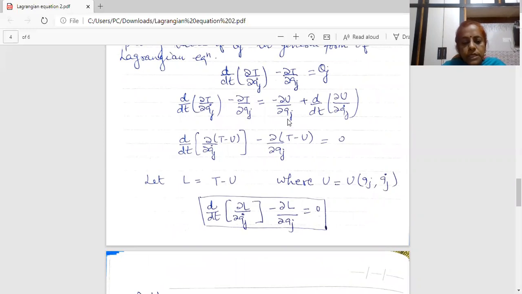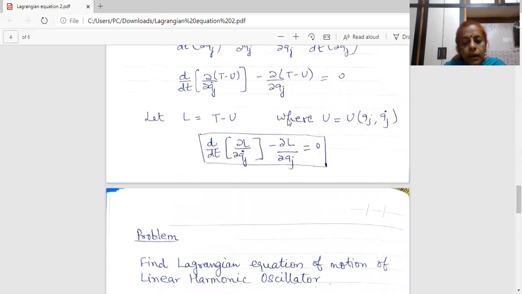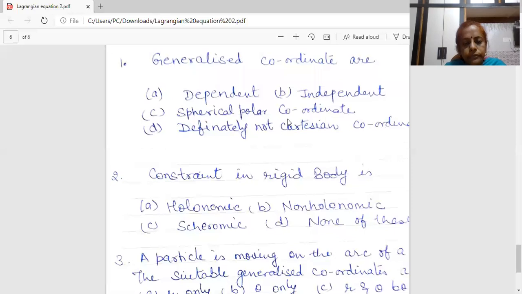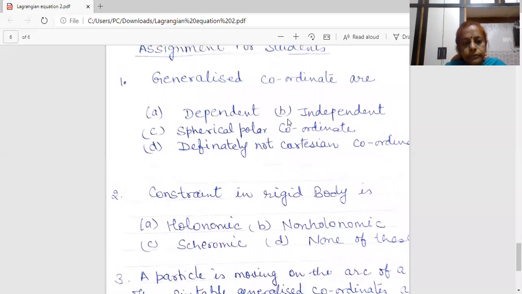I hope students, you must have understood what I taught you today. Now, on the basis of my lectures, I am giving you some questions. The first problem: generalized coordinates are, first option, dependent; second, independent; third option, spherical polar; fourth option is definitely not Cartesian coordinate.